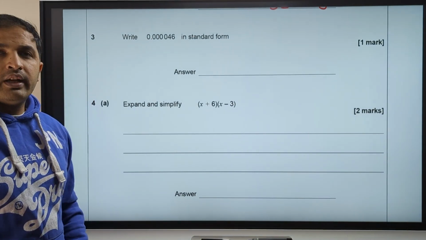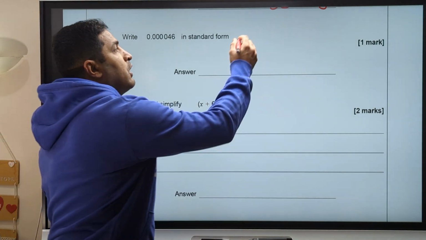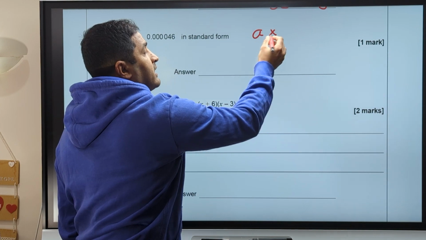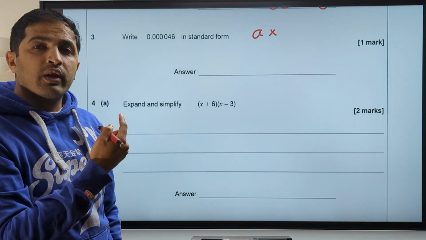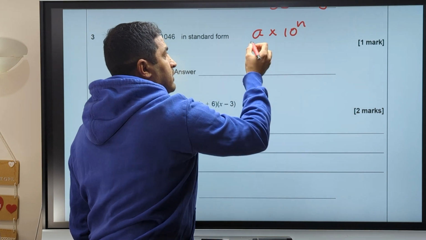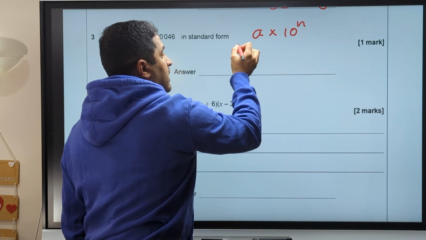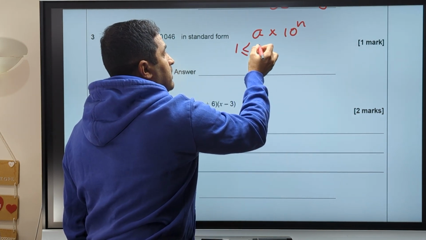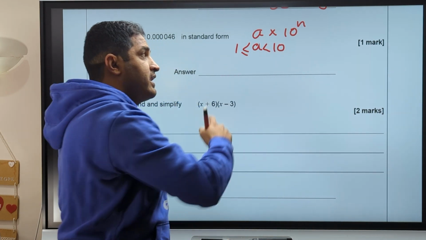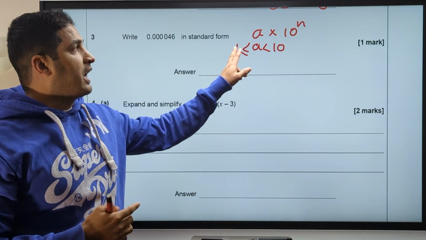Write down this number in standard form. Standard form will always have this form: A times 10 to the power n, where A is some number that's less than 10 and at least 1. Remember, A has to be greater than or equal to 1 and strictly less than 10. So it can't be 10, but it can be 1.